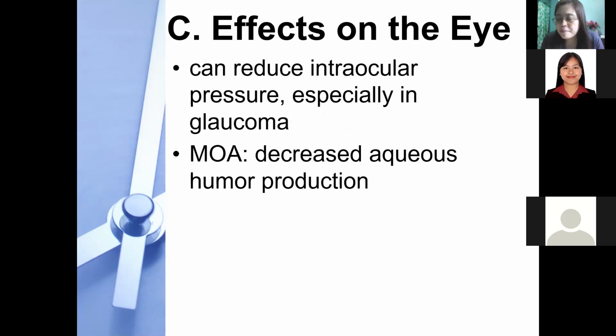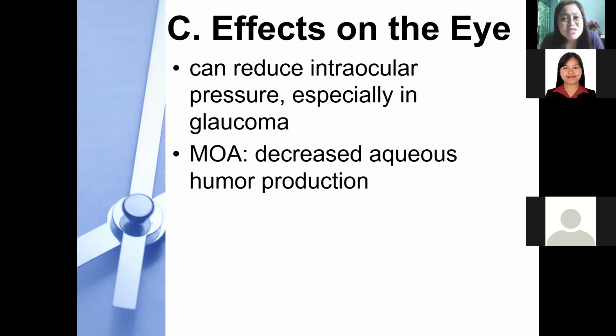Aside from beta receptors in the heart and in the bronchioles, beta receptors can also be found sa atong mata. And blocking the beta receptors in the eyes will lead to the decrease in the intraocular pressure because of the decrease in the production of the aqueous humor, that is our fluid sa mata.